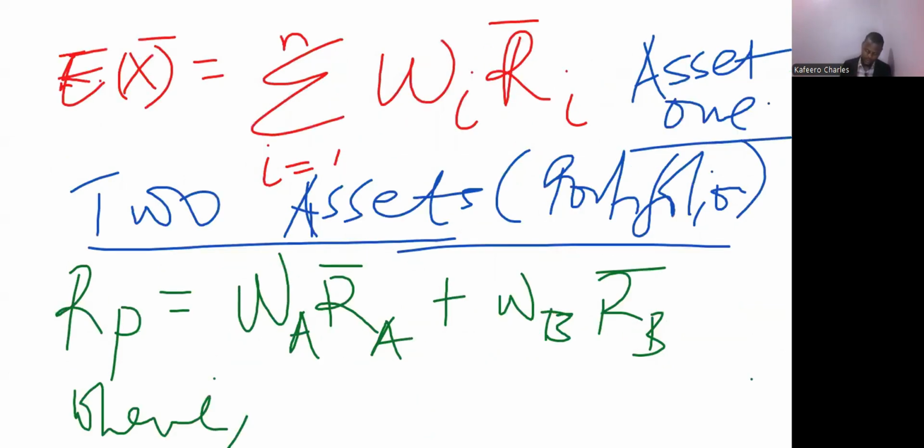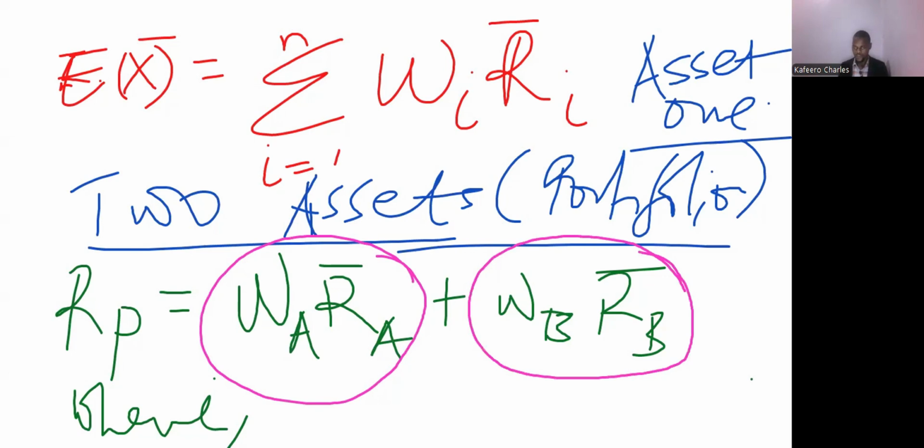We just sum up the expected return of asset A plus the expected return of asset B. We just sum them up. Once we add them, then we get what we call the expected return of a portfolio. This is the formula that we've been using for computing the expected return of a single asset. So you just sum up.